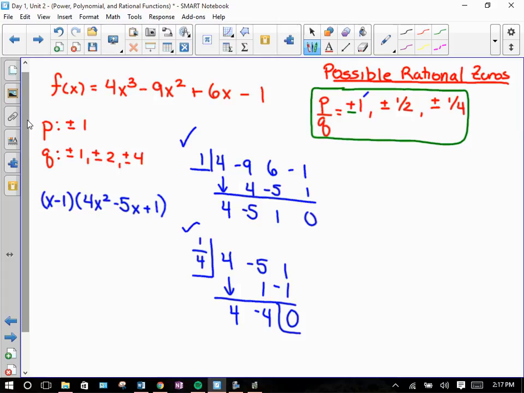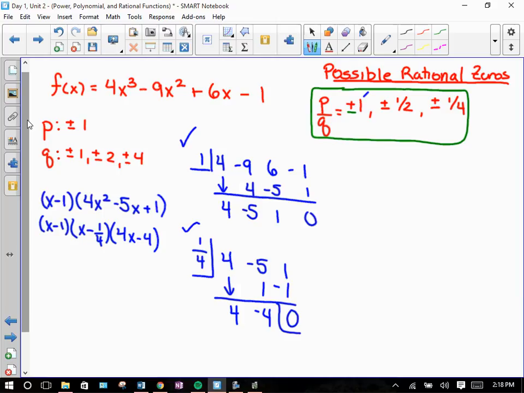Alright. Now, I can do synthetic division again, but here's the thing. I started with an x cubed, and this is x squared now, right? Now I have x minus 1 as a factor, I have x minus 1/4 as a factor, and then I have 4x minus 4, because it went from being cubed, to squared, and now it's a linear term. 4x minus 4. So what is my other 0?